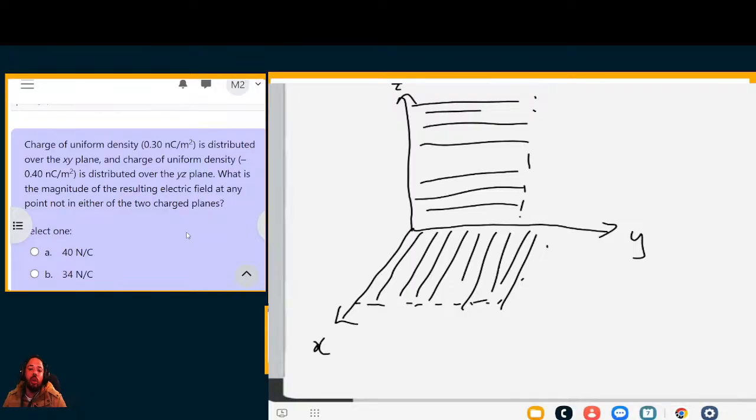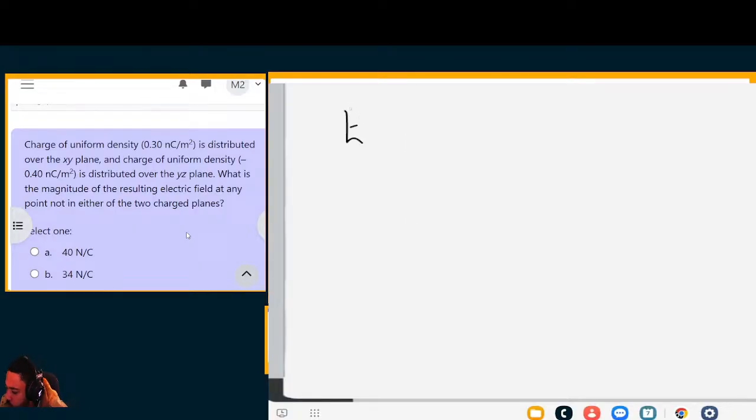They want to know what is the electric field at a point not in either of these planes. First of all, you need to calculate the electric field due to each of these planes. So the electric field due to the charge distribution in the XY plane is going to be equal to just the charge density over the XY plane divided by 2 times the permittivity of free space.